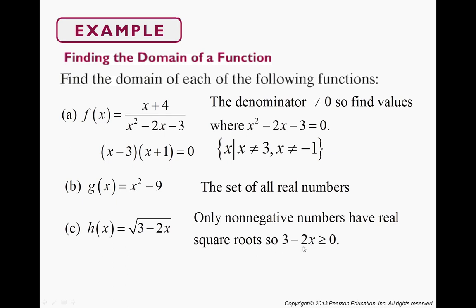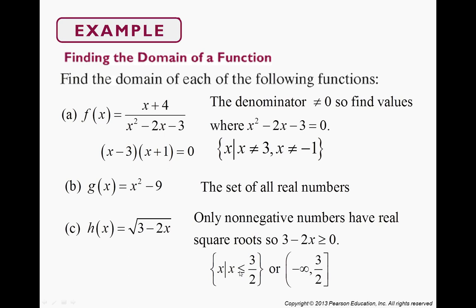Remember, when you divide by a negative number, the inequality switches. So this would be minus 3, so negative 2x greater than or equal to negative 3. Divide by negative 2, and you get 3 over 2, but x is going to be less than or equal to 3/2. So our domain is all x values less than or equal to 3/2.